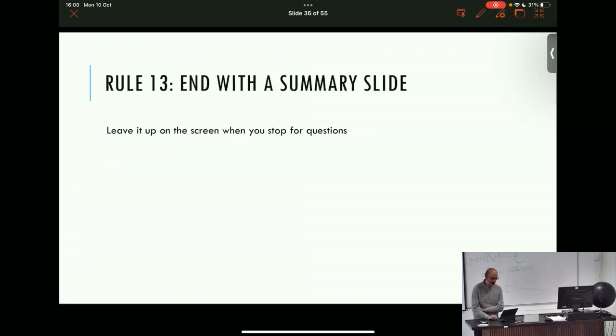Okay, so I think I'm going to switch. Oh no, end with the summary slide, and leave it up on the screen. So many people end talks with a big thank you, sometimes with a smile, sometimes a big emoji. It's a total waste of time, right? What you want to do, and I'll show you an example of this in a bit, is have a summary slide, so people absorb the summary as you talk and as you answer questions.